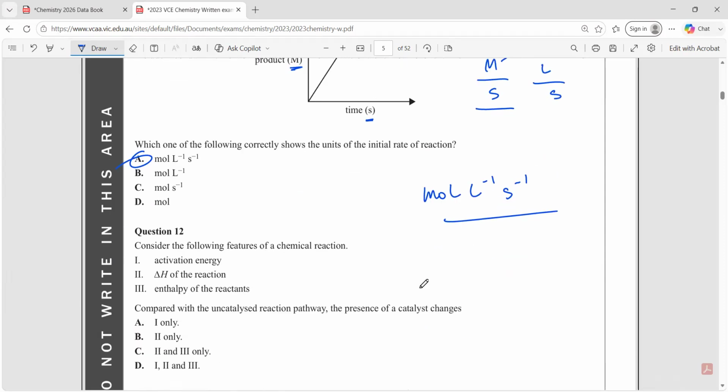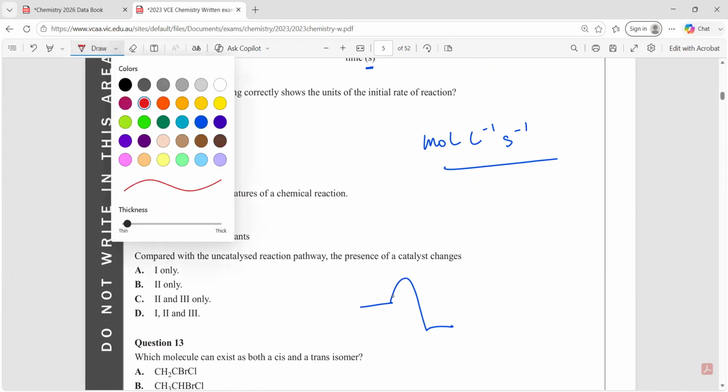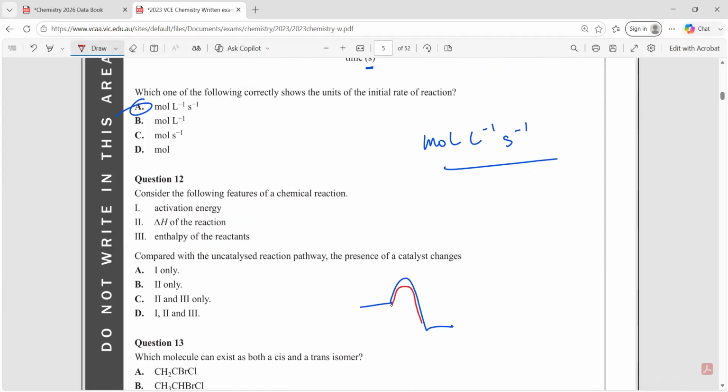Super easy question. Compared with the uncatalyzed reaction pathway, the presence of a catalyst. So that's what it normally looks like. And then let's say, for example, we add a catalyst in. Okay. The enthalpy doesn't change. The enthalpy of the reactants also doesn't change. All that changes is the activation energy.